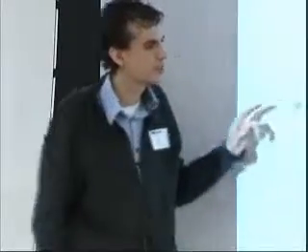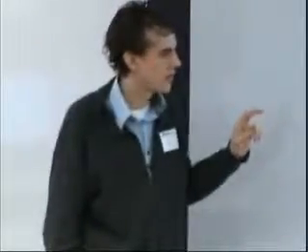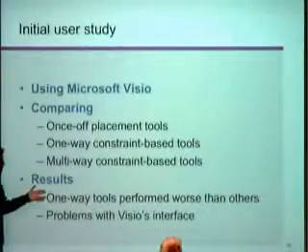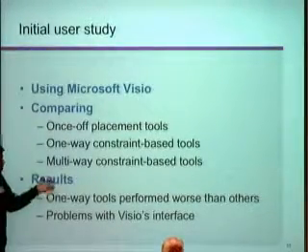I'm not going to go into too much detail about this because in some sense I feel this study was flawed, so I'm not going to tell you too much about it. But basically, the only thing that we noticed that was statistically significant in the results was that the one-way tools performed worse than the others. So they were just bad. And this sort of re-encouraged initial feelings that there were severe usability problems with them.